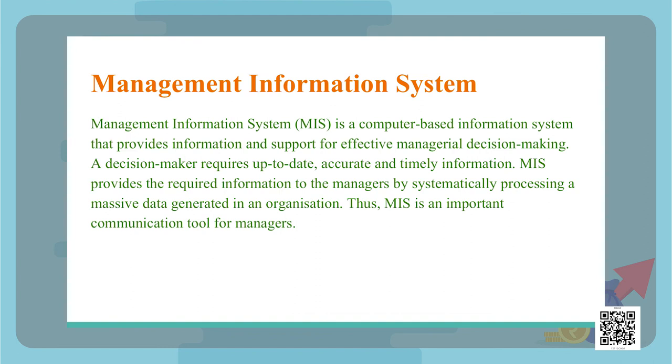Management Information System is a computer-based information system that provides information and support for effective managerial decision making. It is a type of decision support system for managers which provides solutions for the most common problems being faced by the managers. So, at this point we end the chapter of controlling. In this chapter we discussed how an organization reviews its activities and checks whether the activities were in accordance with the plans.